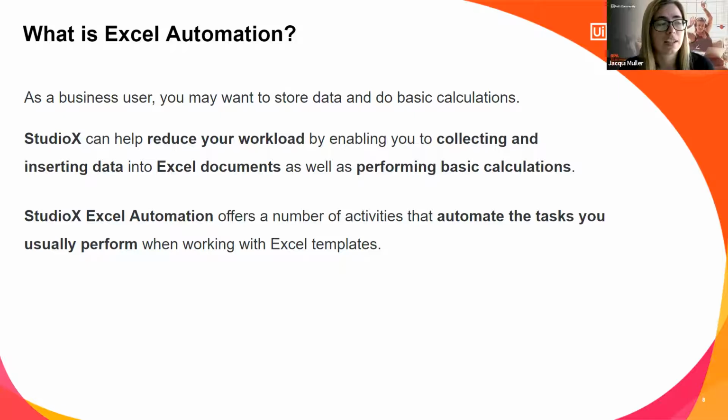Now, there's a number of different activities that come together, which is then what we refer to as Excel automation, which then help you automate these tasks that you would generally perform manually. And then even if you're working with your Excel templates and you've got things that you need to put into specific formats, that is something that we can all do together as well.